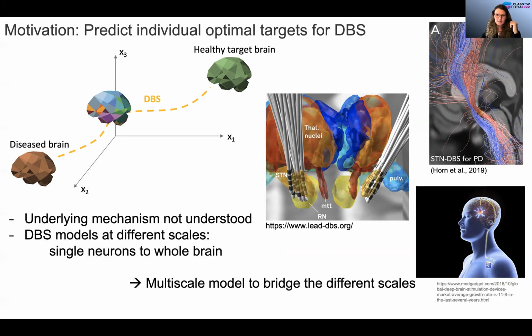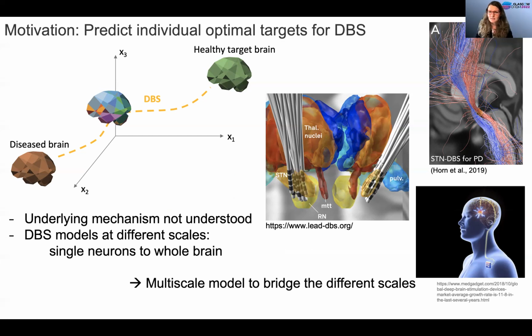And there are DBS models on different scales, actually. You can see that people simulated deep brain stimulation on the level of single neurons. And they were looking at what does the stimulus do to a single neuron. And on the other hand, people were already looking into whole brain dynamics of deep brain stimulation. So what does this stimulus actually cause also in areas being located further away from the stimulation area? So we built a multi-scale model to bridge over those different scales. And I will explain that in a second.